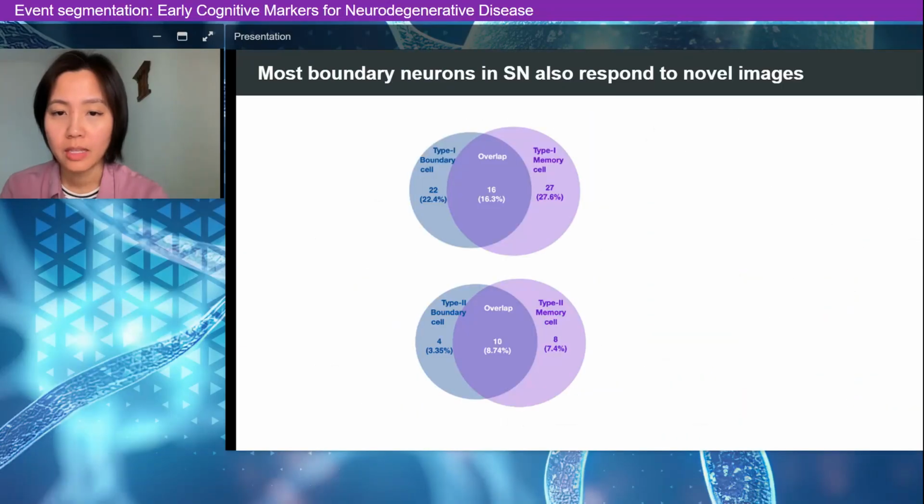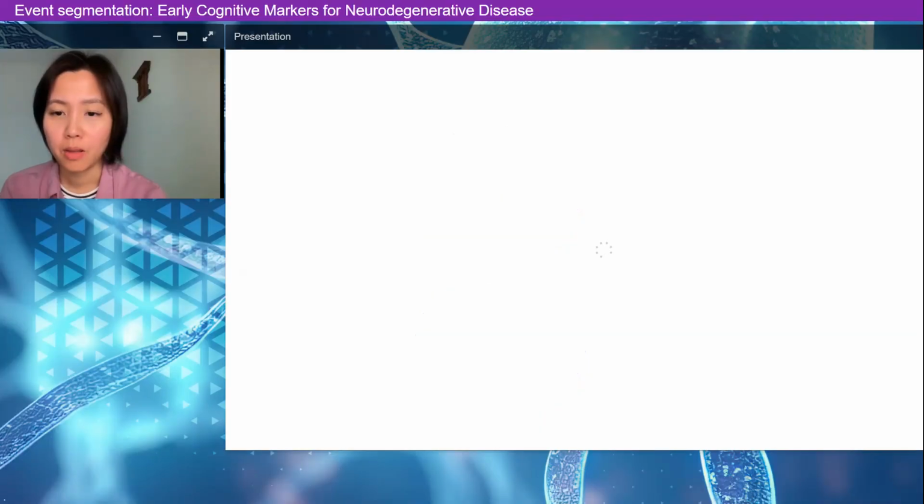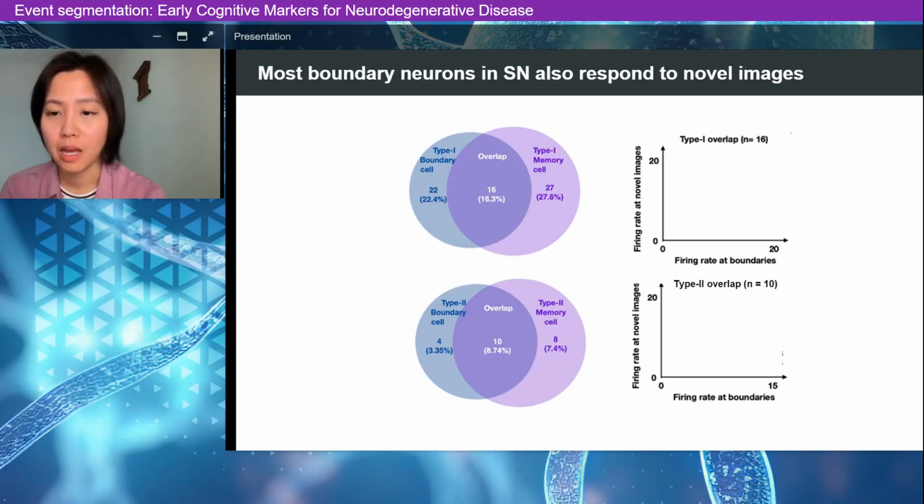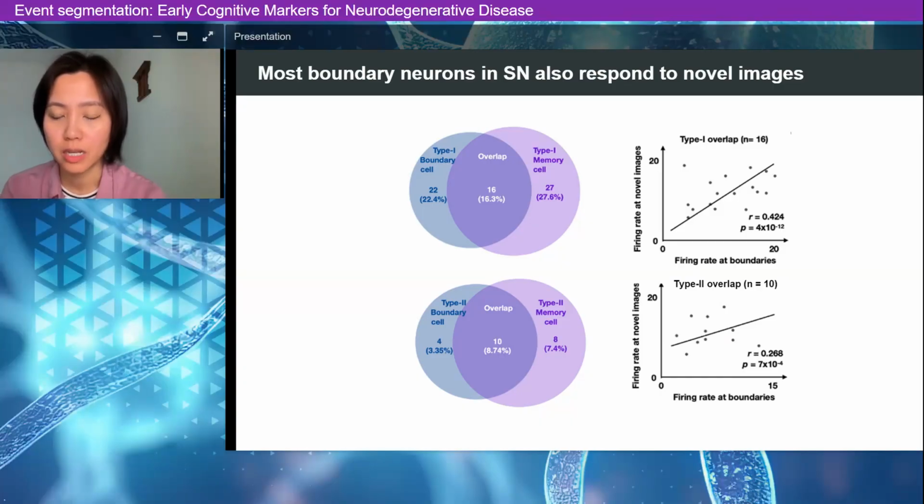And interestingly, among those boundary cells and memory cells, we found a huge overlap between these two groups. And if we look at the overlapping neurons between these two groups, and plot their firing rates at boundaries during encoding or at novel images during retrieval, their firing patterns are very similar, with their firing rates highly correlated for both boundary and also novel image presentation.